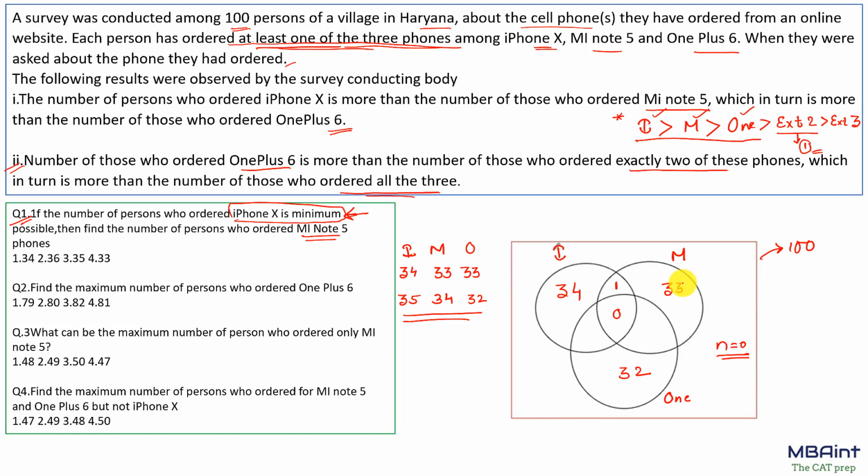Now let's count them. Are they making it to 100? 3 plus 2 is 5 and 1 is 6. Yes, so this is making 100.